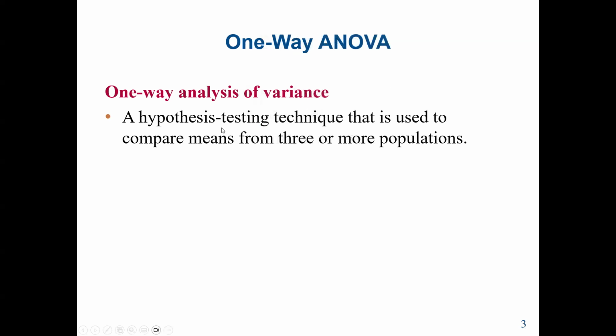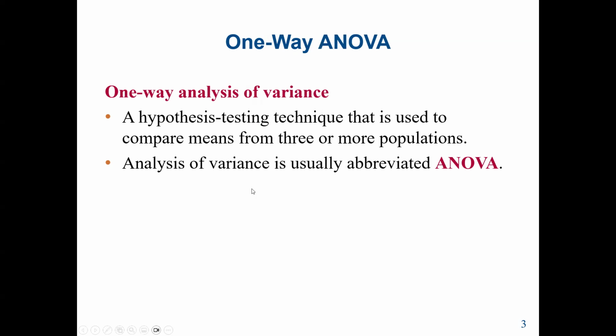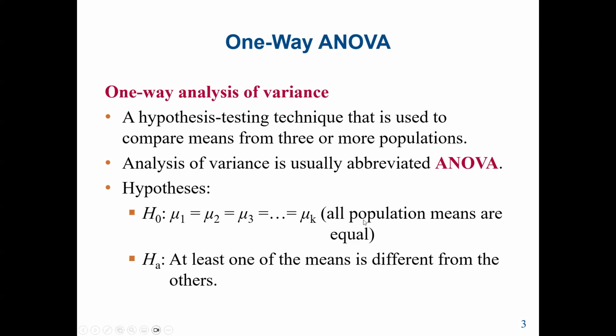So one-way analysis of variance, here we say, is a hypothesis testing technique that is used to compare means from three or more populations. Again, one-way ANOVA. The analysis of variance is usually abbreviated as ANOVA, and this is the hypothesis. We state both the null and alternative hypothesis. So here we are assuming mu1 equal to mu2 equal to mu3 all the way to mu k. Again, k will be the number of samples we have. Then HA will be at least one of the means is different from the others, at least one.